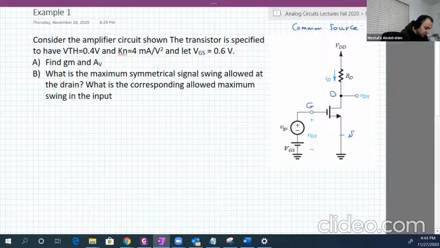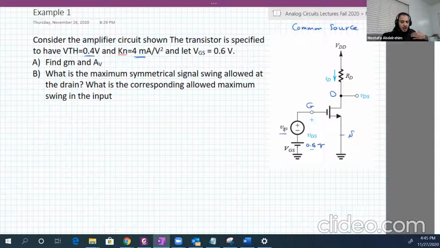So the threshold voltage of that transistor is 0.4, Kn is 4 milliampere, and VGS is 0.6. So this battery here is 0.6 volt. So find GM and AV, number A, and in number B, find the maximum swing at the input and the output. How far we can amplify, or how far can this input go? What is the maximum input that we can put?